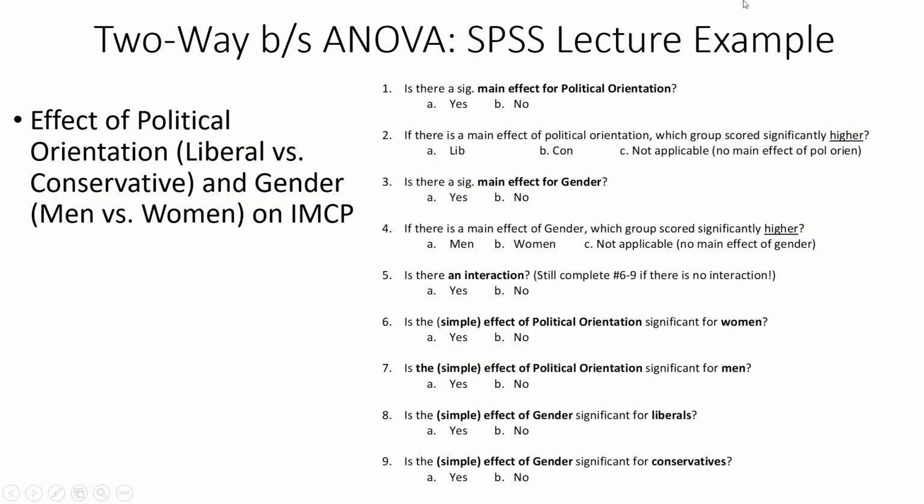So we can answer questions 1 through 5 here. So is there a significant main effect of political orientation? Yes. Which group scored significantly higher? That would be liberals. Is there a significant main effect of gender? Yes. Which group scored significantly higher in this case? Women, right? So overall, liberals and women expressed greater concern. It was more important to them to control the expression of their prejudices, right?